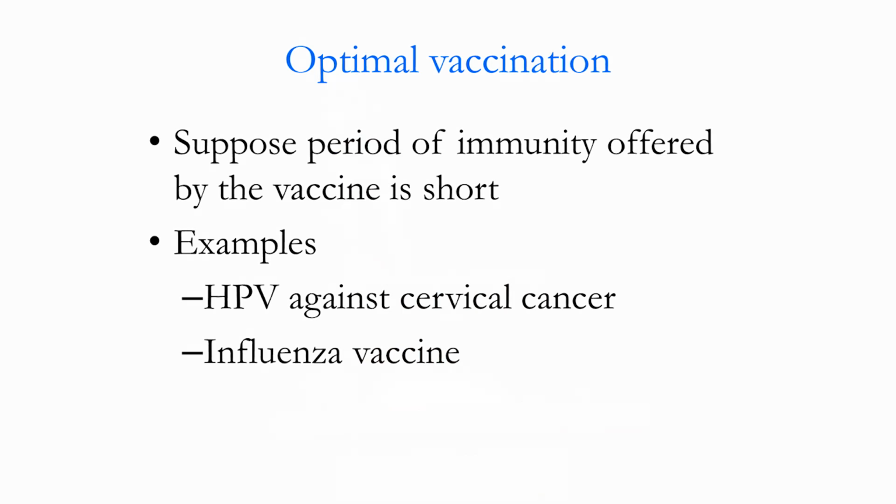Let's look at optimal vaccination in the situation where the period of immunity offered by the vaccine is limited. If a vaccine offers lifelong immunity, possibly after booster vaccines, then the earlier you can vaccinate, the better. But that isn't the case if it only offers a short or limited duration. Two examples I'll give you, one of which is the HPV vaccine, which protects against cervical cancer. It's thought that that vaccine offers protection for 5 to 10 years, so it's important not to vaccinate girls too young, because then the effects of the vaccine will be lost before the age at which they are at greatest risk.